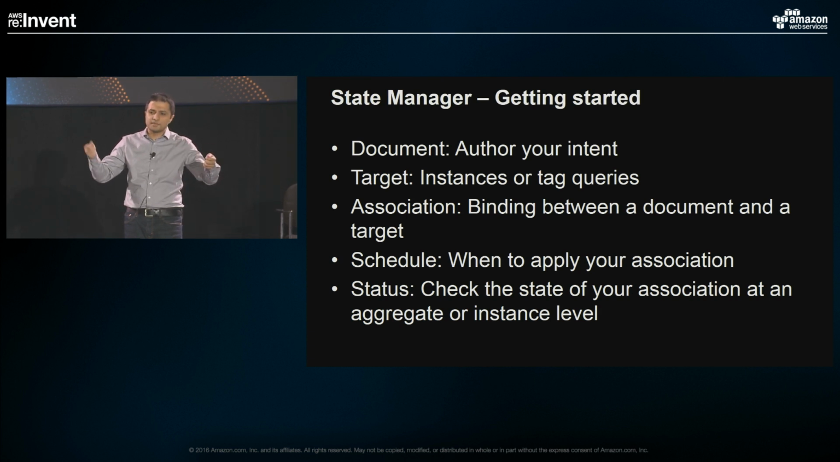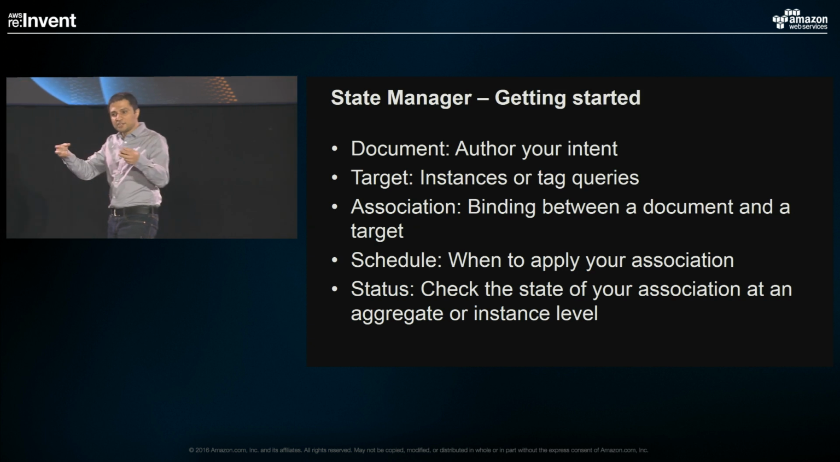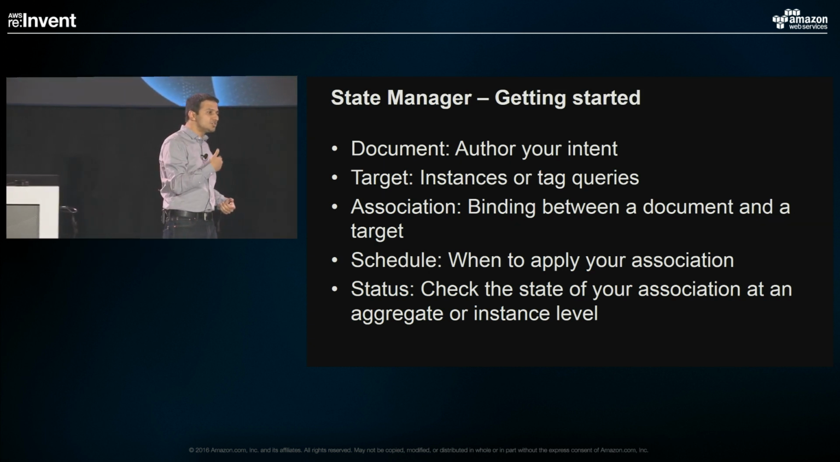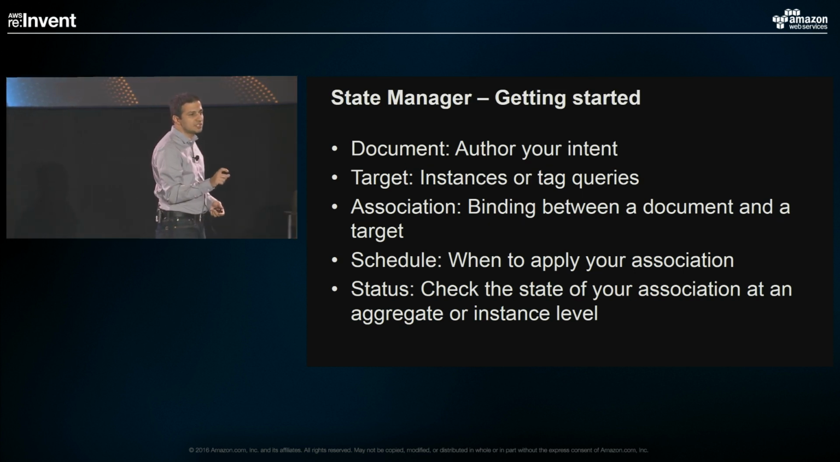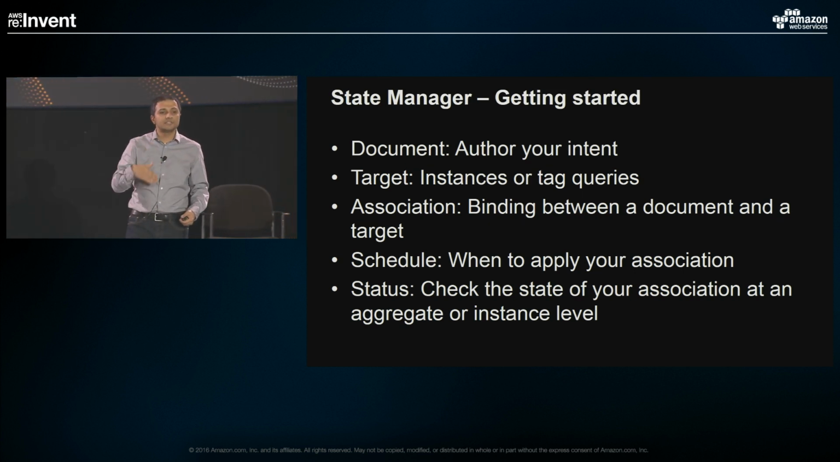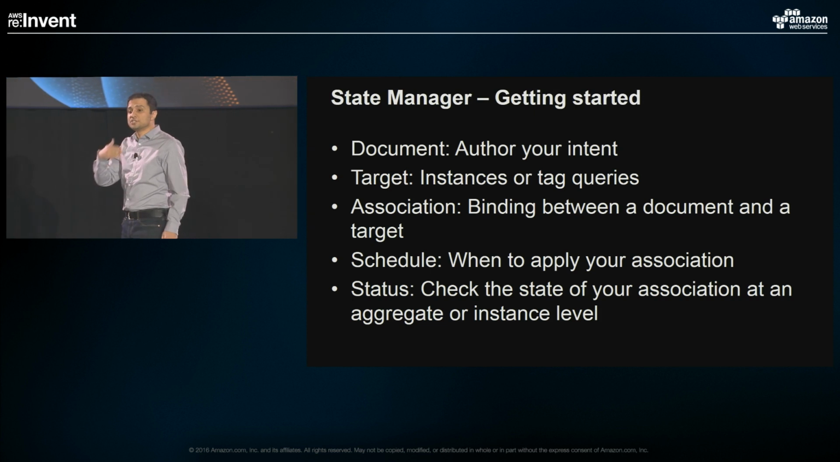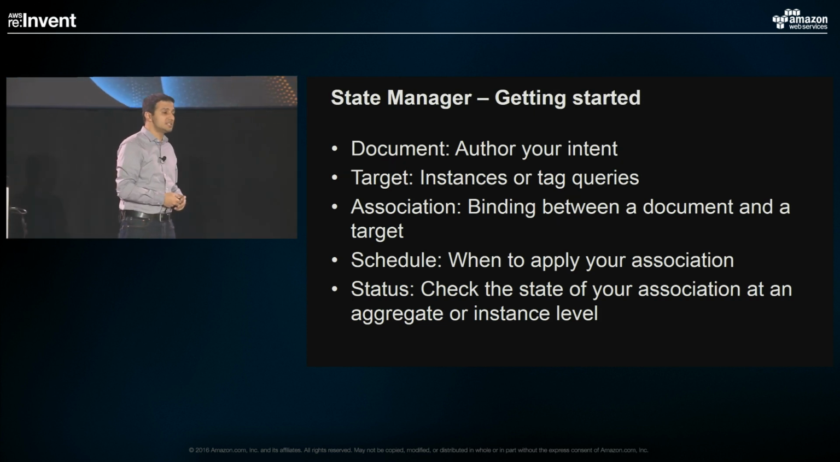You can change a document and your fleet will get updated, and that binding or mapping is an association. A schedule is a property you can apply on an association that tells it how often it should reapply itself. And this is how you can achieve drift remediation, right? So you can make sure that your instances don't drift from their intended state.